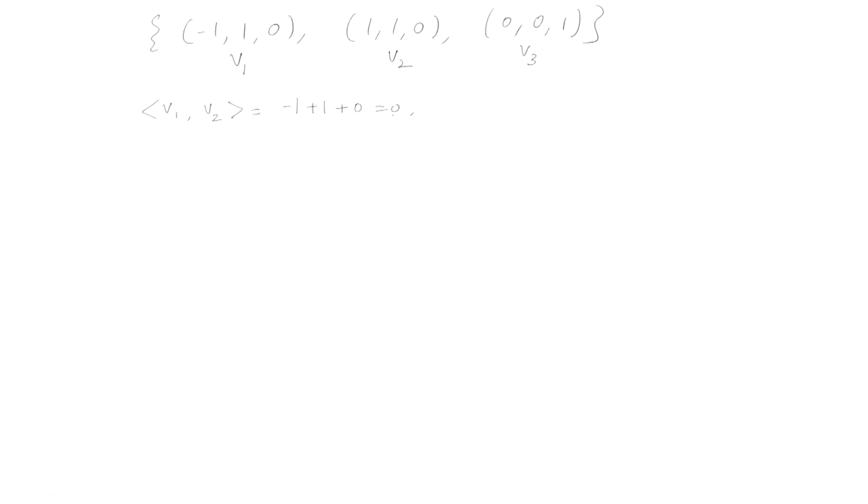and 0 into 0 is 0, which gives 0. Similarly, the inner product of V2 and V3: 1 into 0 is 0, 1 into 0 is 0, and 0 into 1 is 0, so it is 0. Similarly, the inner product of V1 and V3 is also 0. You can easily verify: minus 1 into 0 is 0, 1 into 0 is 0, and 0 into 1 is 0, so it is also 0. So the inner product of vi and vj is 0 for i not equal to j, which means this set of vectors is orthogonal.